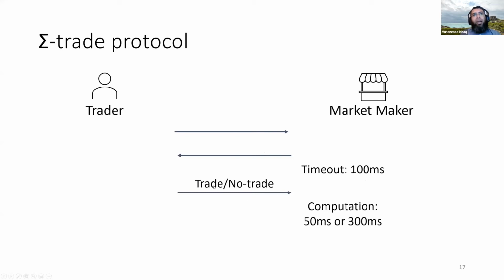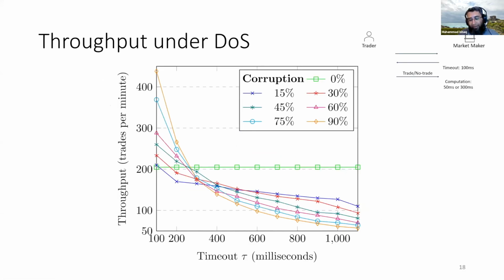And depending on the response in the third round, the computation after the third round either takes 50 milliseconds in our setting or 300 milliseconds. If the message is trade, that is expensive to compute on the market maker's end, so that takes around 300 milliseconds. Otherwise, it's 50 milliseconds. So this is at the very heart of the protocol, and this is going to affect the performance. So now let's look at the typical denial of service attack.